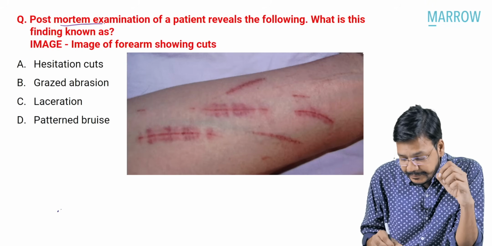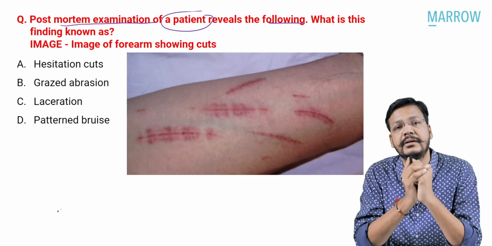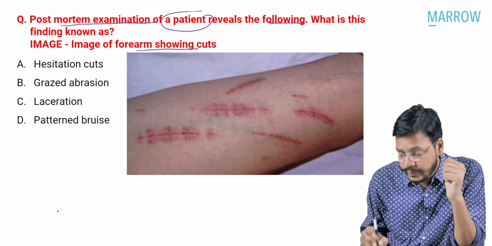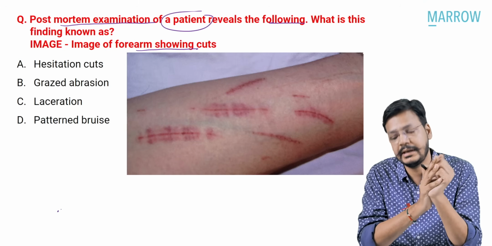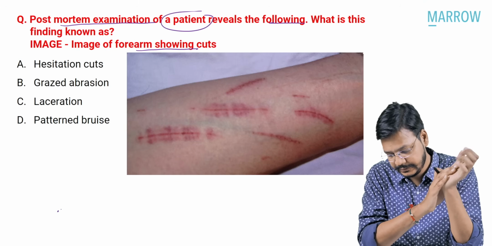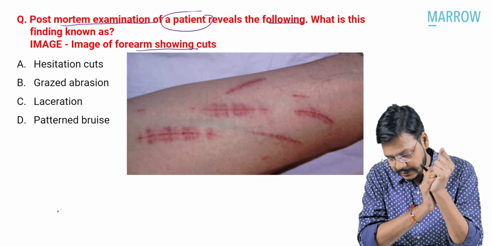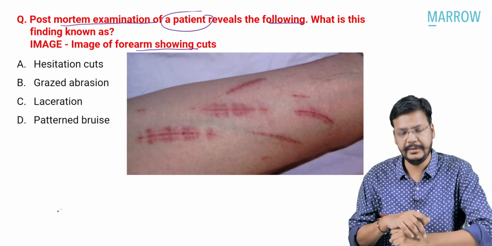A postmortem examination of a patient reveals the following. The picture is given here, and you have to identify the type of injury. The four options are given: hesitation cut, grazed abrasion, laceration, pattern bruise. The last two options are ruled out easily.